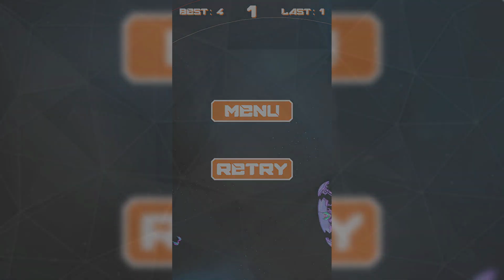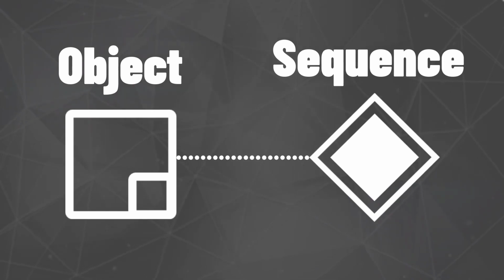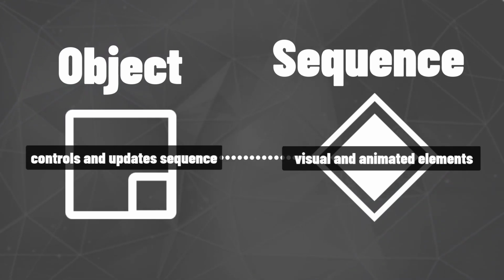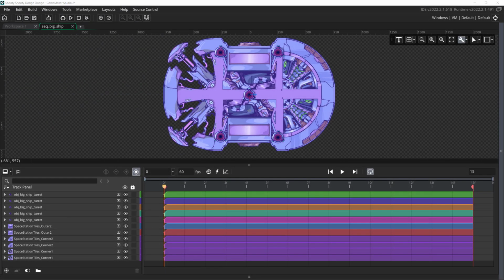The way this works is by using object and sequence pairs. All of the visual elements and animations are controlled in the sequence, and the sequence itself is controlled by an object. So we have the main sequence for the ship here, sequence big ship. It's built in the normal way that you build sequences. This sequence is controlled by an object, object big ship.